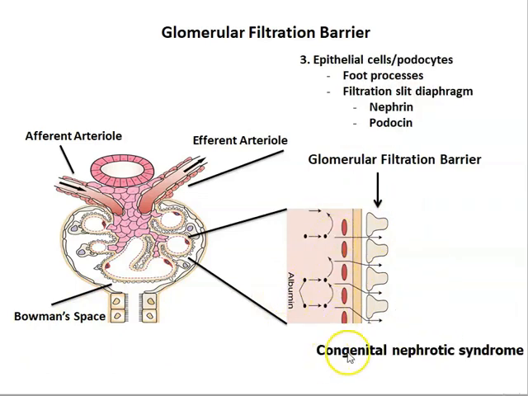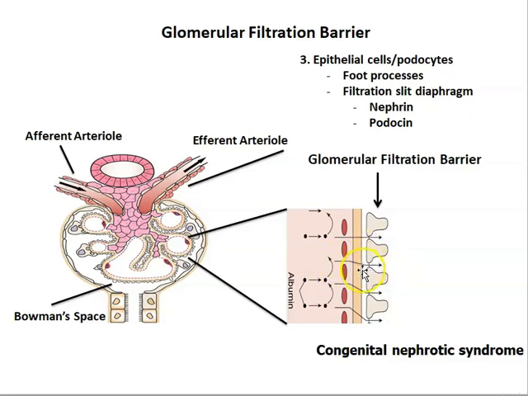The last layer we discuss is the epithelial cells, or podocytes. These podocytes contain foot processes which wrap around the glomerulus. So the first feature is that they consist of foot processes, and between these foot processes there is a filtration slit diaphragm, whereby molecules should pass through this filtration slit diaphragm.